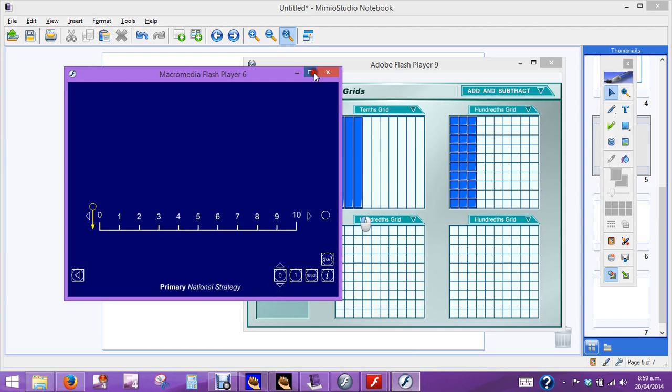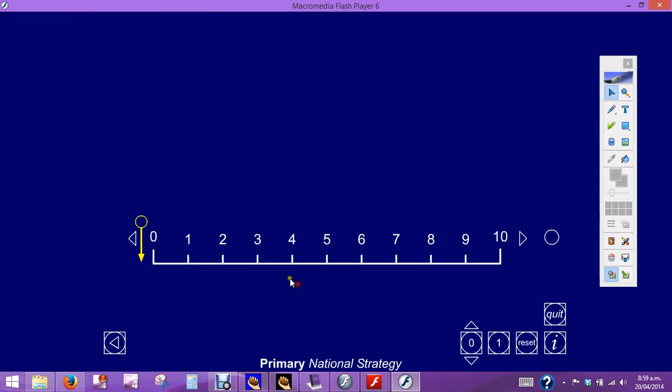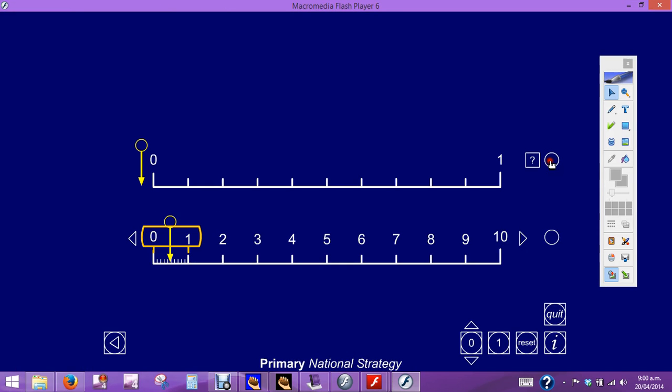Okay, we're going to have a look at decimals on a number line first. Here we have a number line from 0 to 10, and I'm going to move the little cursor here between 0 and 1, and the number line above it shows us this part of the number line, and I'll put the cursor where I think I had it down here. 1, 2, 3.